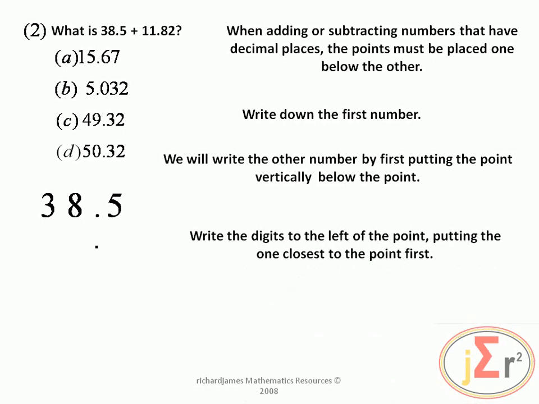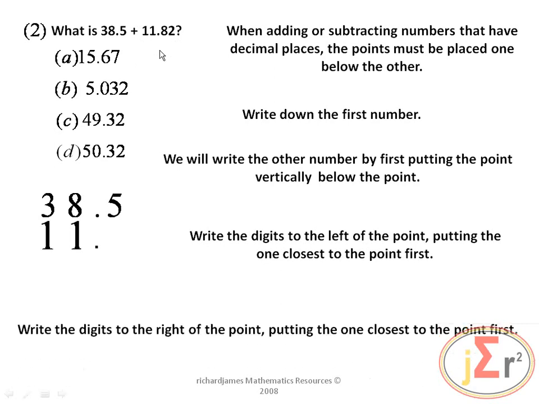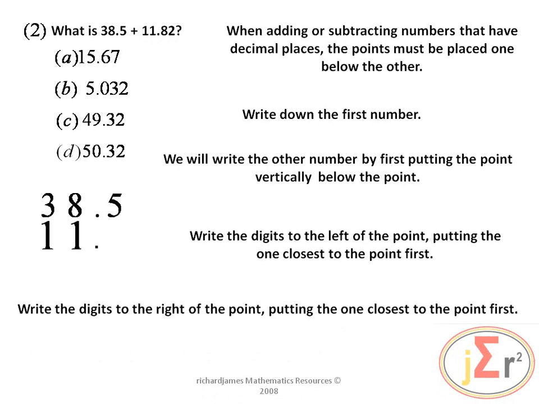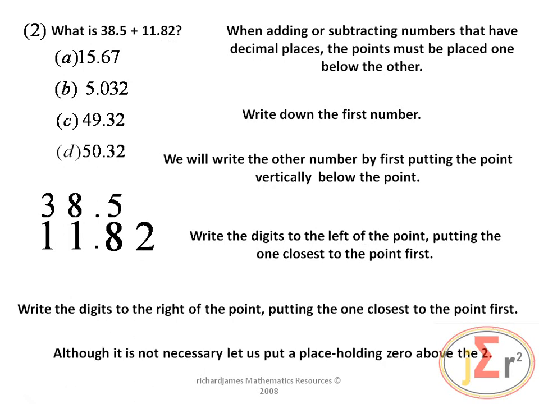Write the digits to the left of the point, putting the one closest to the point first. So we are going to write down 11.82. We have the point already down. We put the one closest to the point first, then we put the other. Write the digits to the right of the point, putting the one closest to the point first. So we have 0.82 right here. Next to the point we have the 8, so we'll write that 8 down first, and then we'll write the 2. Although it is not necessary, let us put a placeholder 0 above the 2.